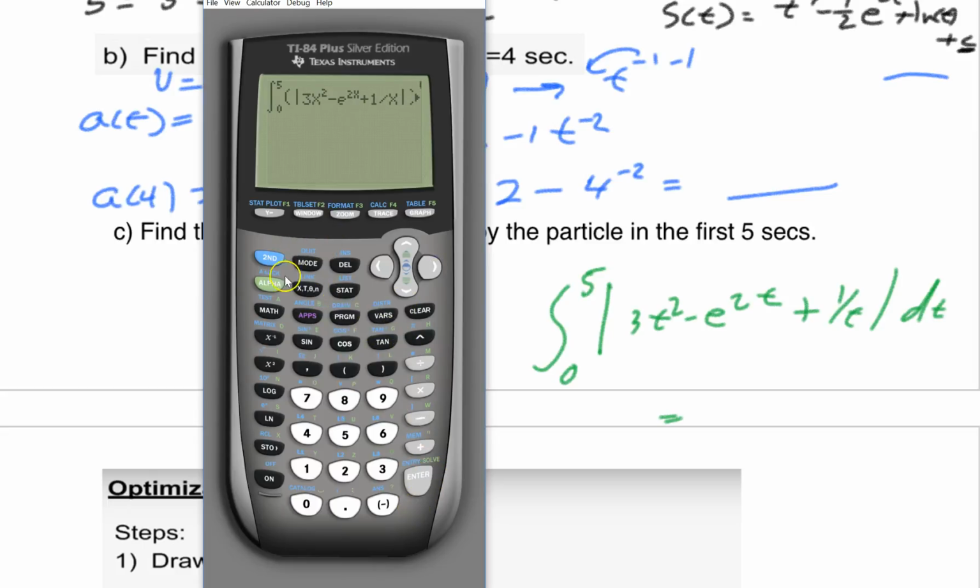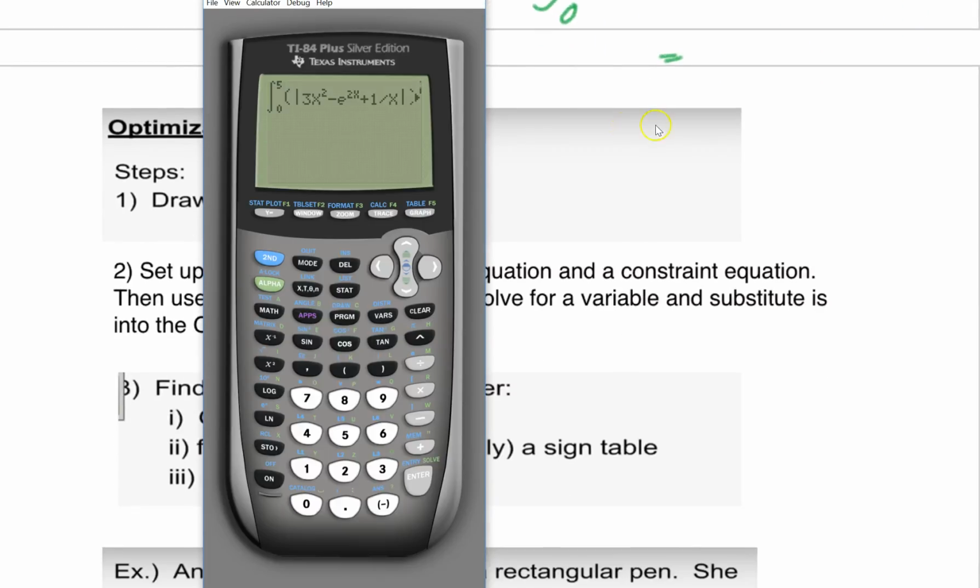It's taking forever. This is why you use a calculator, because by hand it'd be impossible. And it's still going. Come on. But that's the general idea. Once it gets an answer, I'll let you guys know.